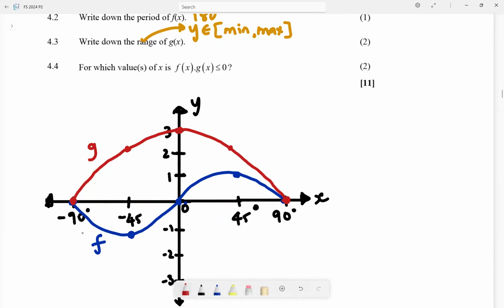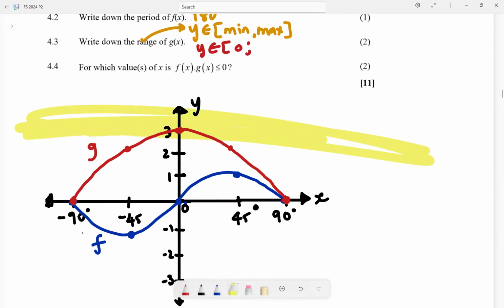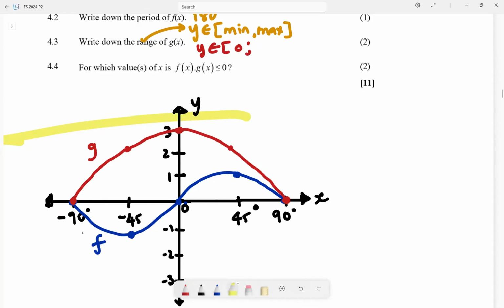So we're gonna say y is an element of minimum, it is 0. What is the maximum? The maximum value, the highest value it can reach, it is 3. Can you see that? Sorry. Can you see that? Yes. So it is 0 and 3, just like that. Good. 2 marks.